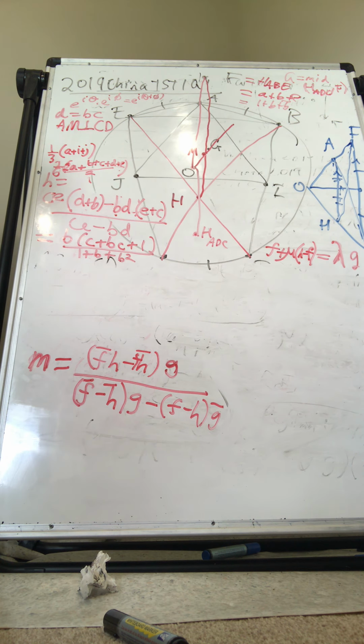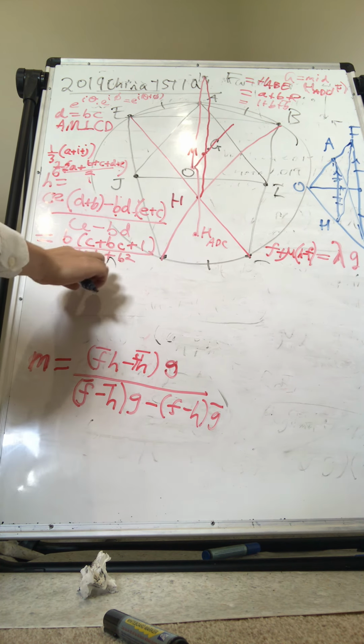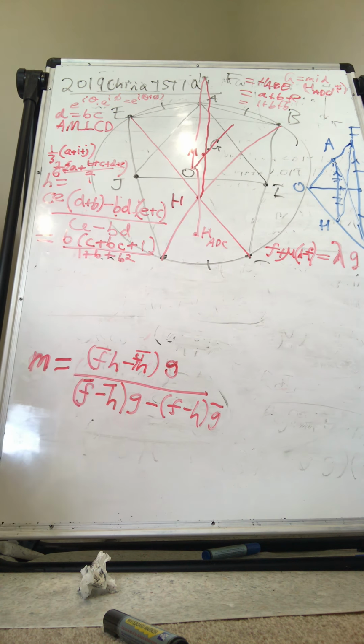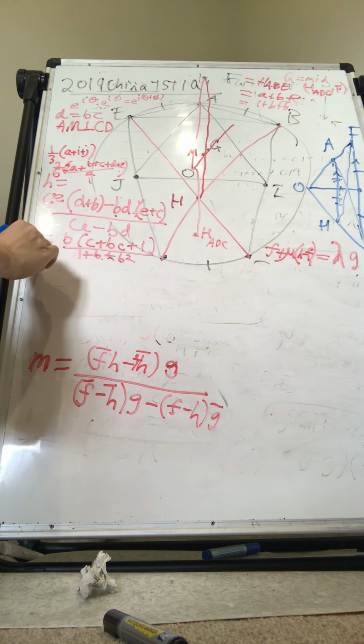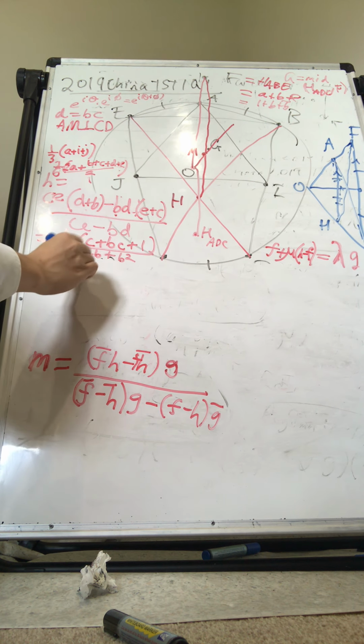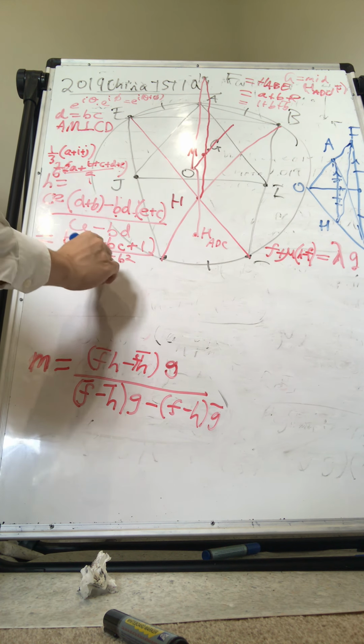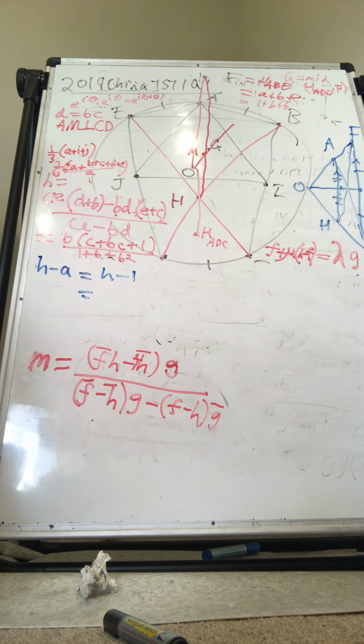What are we doing again? Oh, AH parallel to FH. Alright, let's do it. If we get stuck, we can look at what I wrote before. So what is h minus a? H minus 1. Yeah, H is the orthocenter, that's the simplest thing.